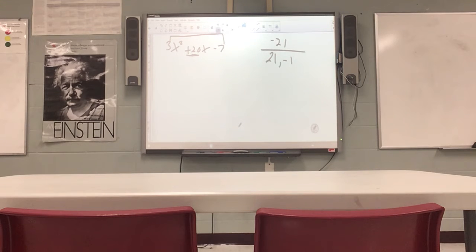Okay, so now here's where the new steps from last week came in. Now we're going to take those and substitute them in for the 20x. So I'm going to say 3x squared plus 21x minus 1x, so I just substituted them in, and then bring down the minus 7. So that was a new step there, that substitution step.